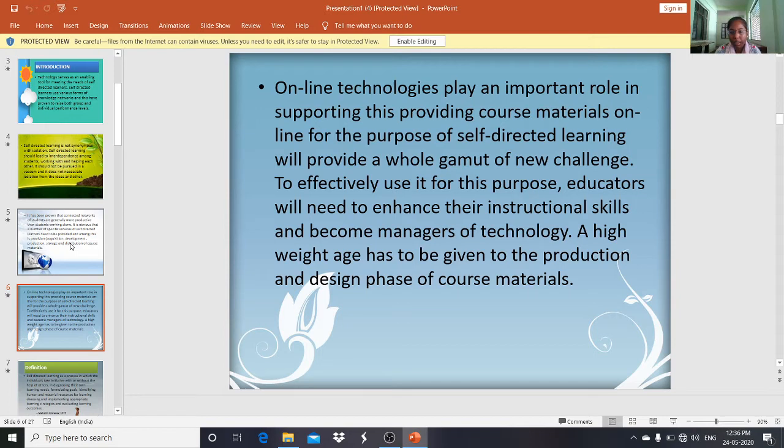Online technologies play an important role in supporting this. Providing course materials online for the purpose of self-directed learning will provide a whole gamut of new challenges. To use it effectively for this purpose, educators will need to enhance their instructional skills and become managers of the technology. A high weightage has to be given to the production and design phase of the course material. This is about the introduction.